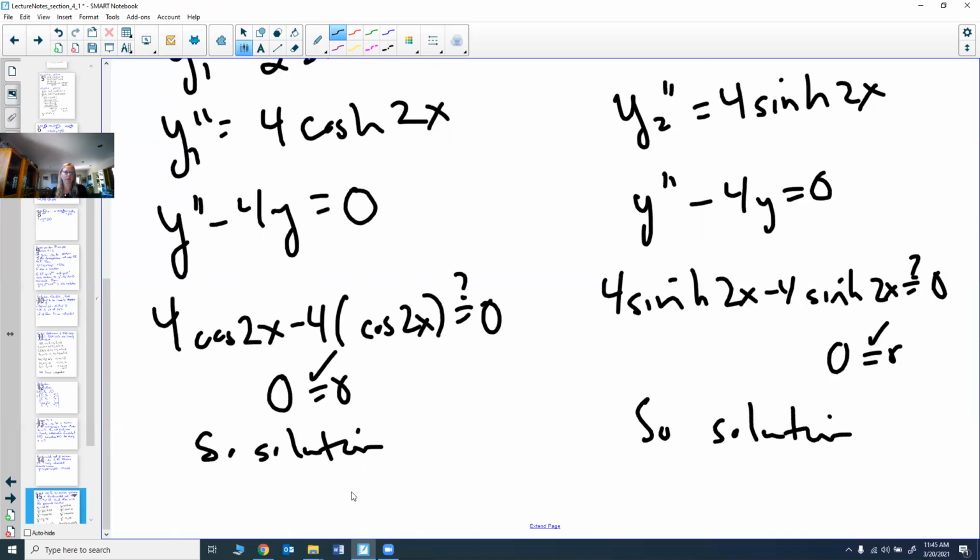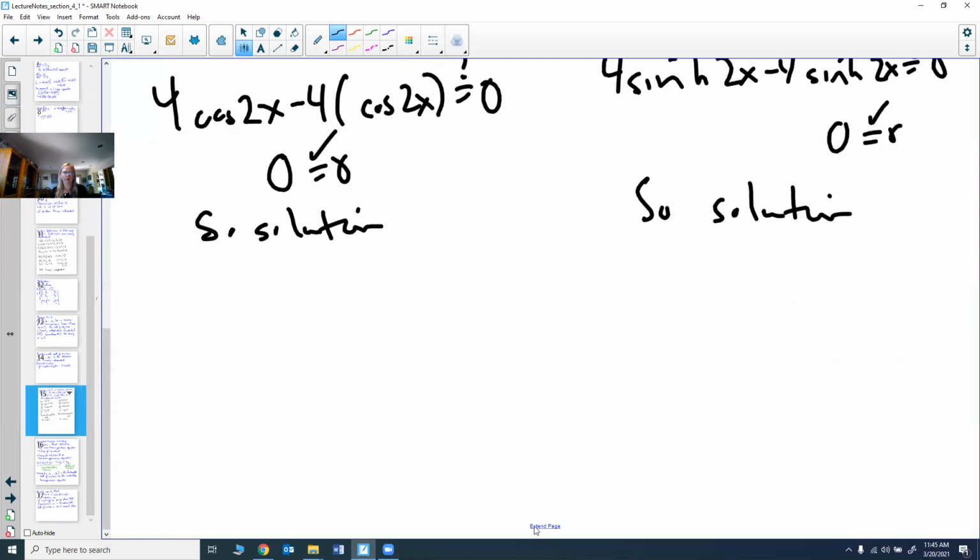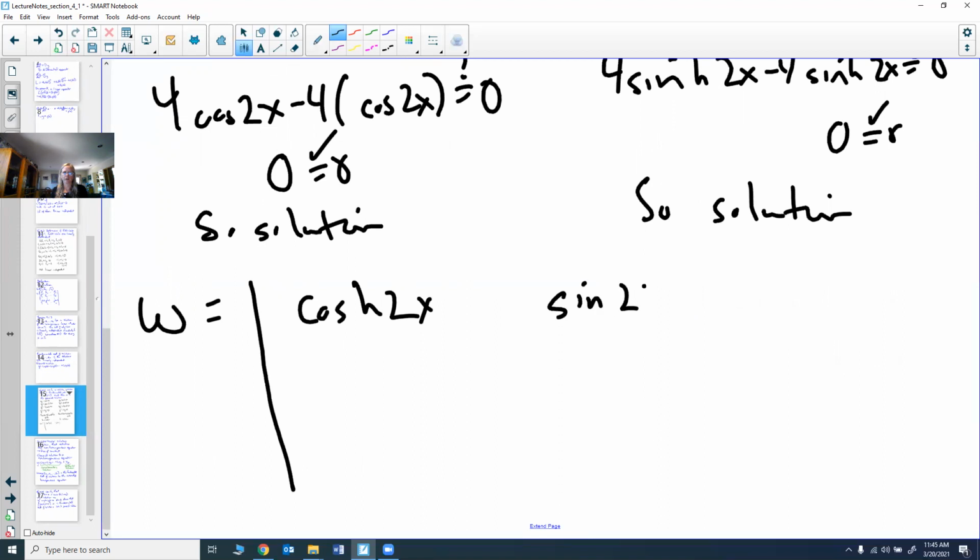Unfortunately, that's not the end. All we've done is show that they're solutions. Now we need to show whether they are in fact a fundamental set, linearly independent. So we need to do that part next, which is the Wronskian. It is the determinant of, it doesn't matter which one goes first, the cosh of 2x, the sinh of 2x. Your first row is just your functions, what your solutions are. Your second row is their derivatives. So the derivative of cosh of 2x is 2 sinh of 2x, and the derivative of sinh of 2x is 2 cosh of 2x.